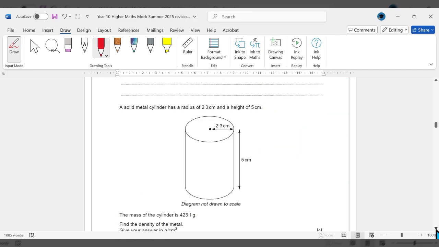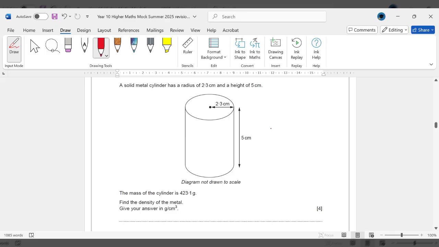Use a calculator. The other thing that it mentions in the bottom is you're going to get the volume, right, by doing pi times the radius squared to get the area times the height. Okay. However, they then tell you down here the mass is 423.1 grams, and they ask you what's the density.